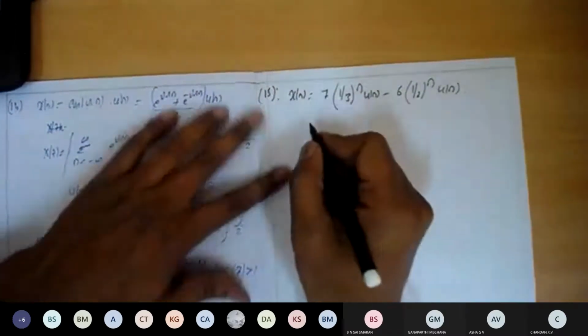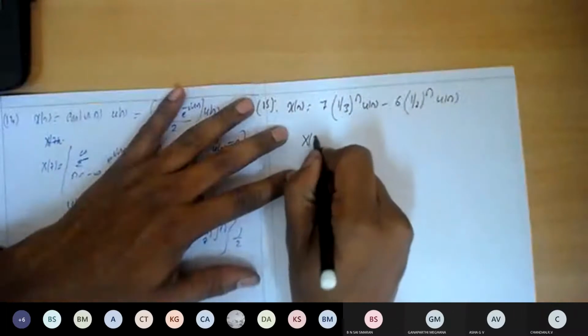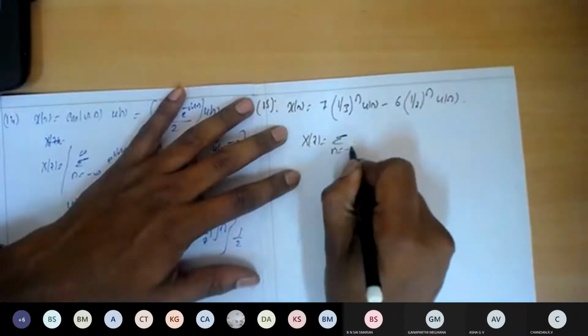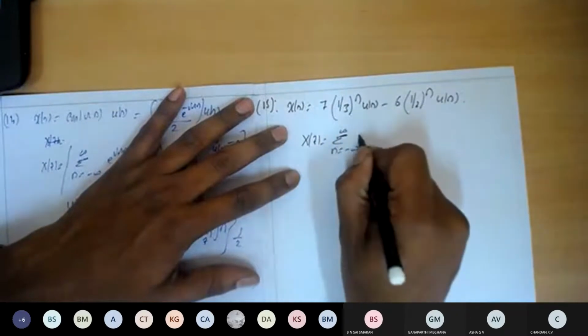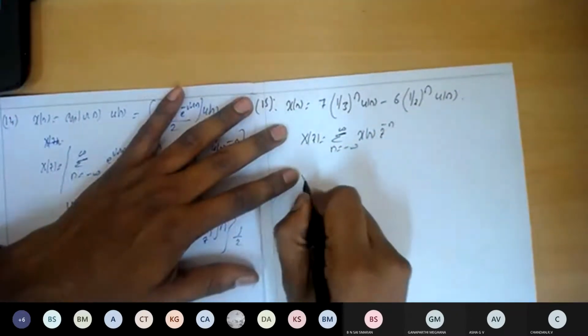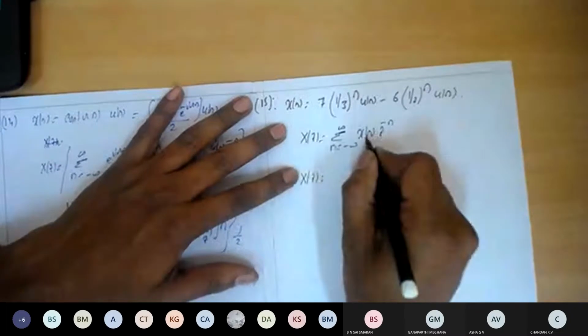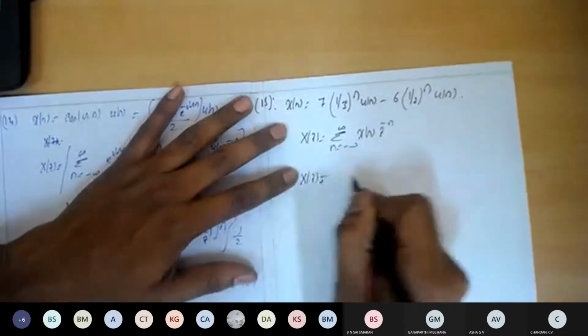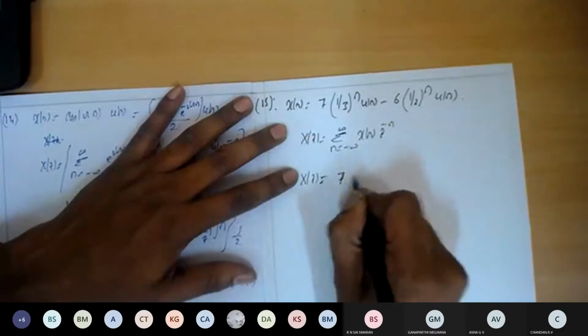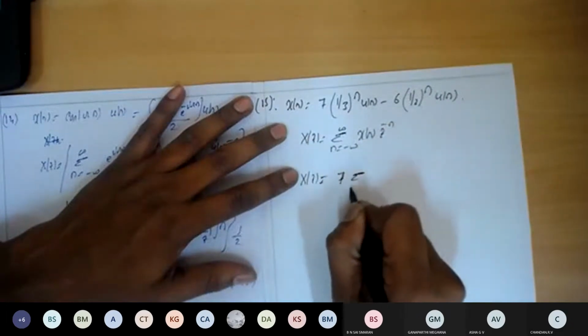Okay, so here let us consider the formula for the Z transform. x of z is equal to, let us write the generalized formula, summation n is equal to minus infinity to plus infinity x of n into z to the power of minus n. So we'll substitute for x of n. I'm going to apply the linearity property so that we get 7 into, 7 is the constant, I'm going to take outside the summation.